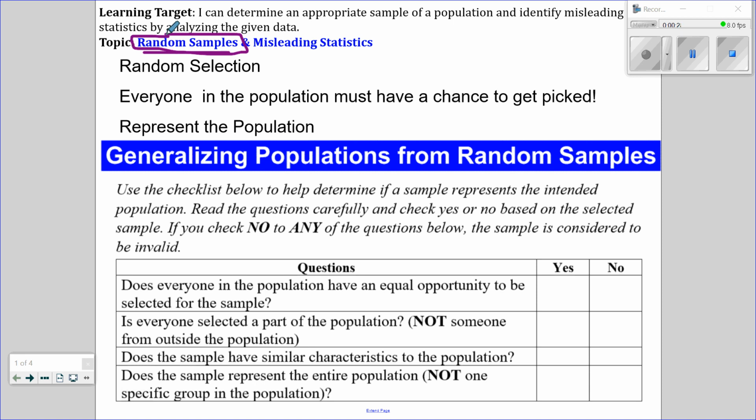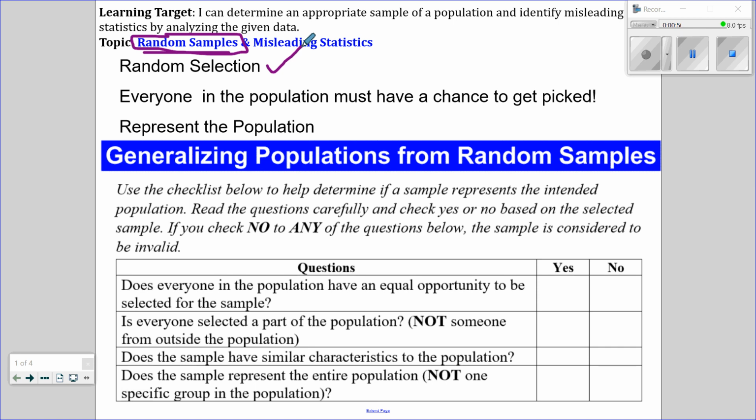There's a couple of things you need to do to make sure it's fair and unbiased. The first thing we look for is that you randomly selected your group. You can't just pick any group that you want. It has to be random. One way to make a random selection would be to put all the names in a hat and then randomly pick them out.